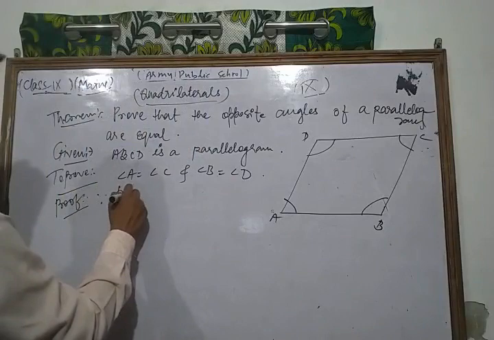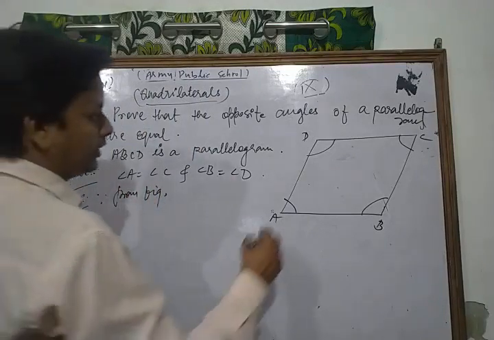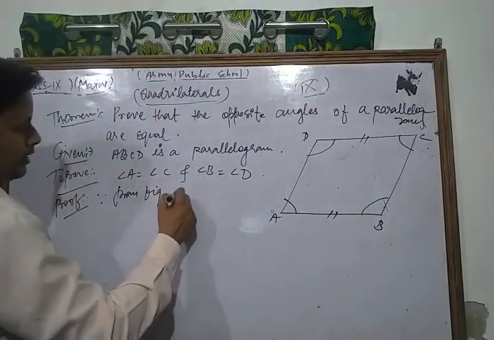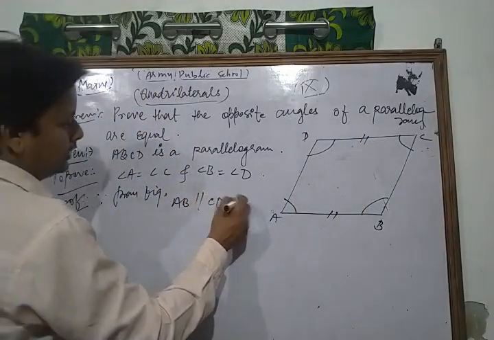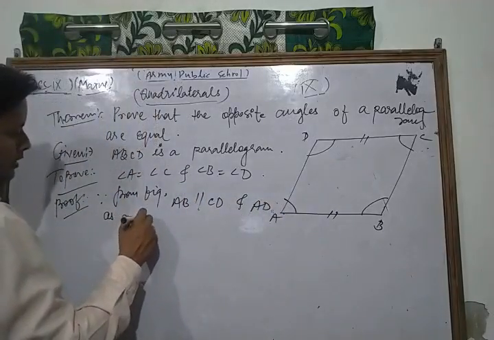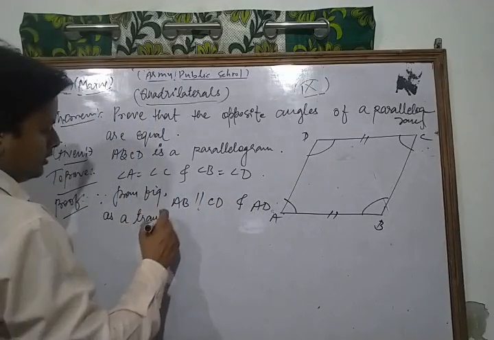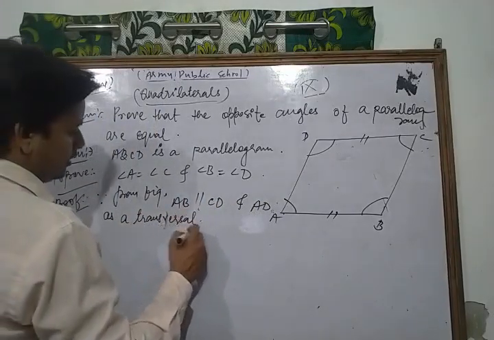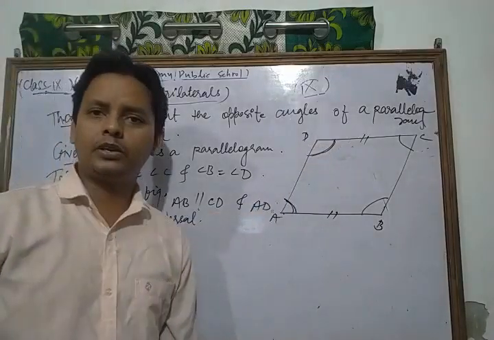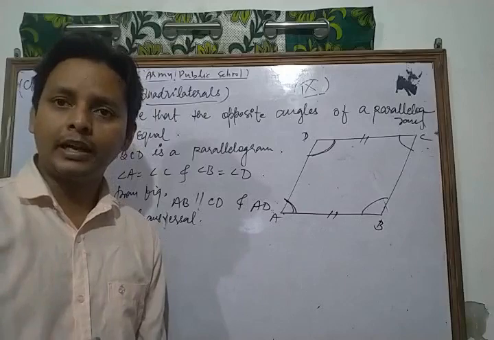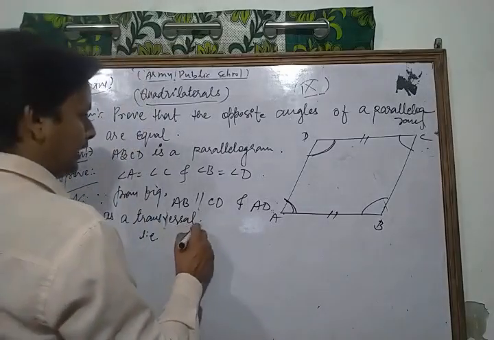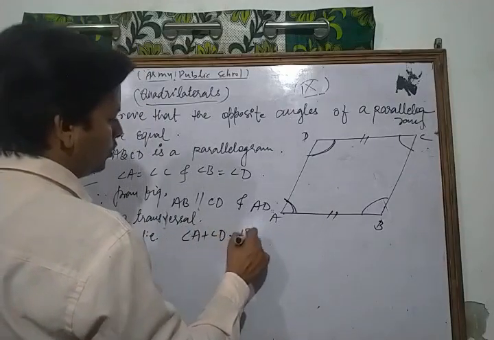Since from the figure, AB is parallel to CD and AD is a transversal. That is, angle A plus angle D are a pair of consecutive interior angles, co-interior angles, and you know that co-interior angles are supplementary to each other. That is, angle A plus angle D is equal to 180.